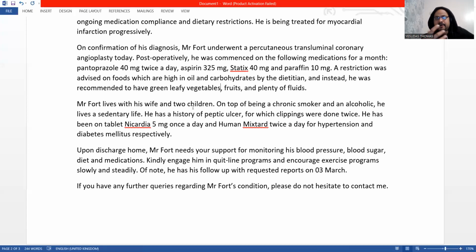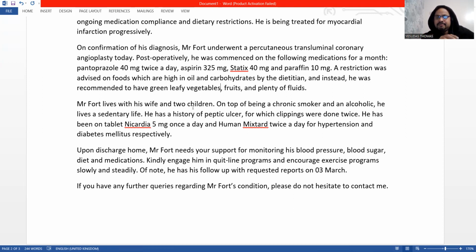On top of being a chronic smoker and an alcoholic, he lives a sedentary lifestyle. We have said three things here. He's a chronic smoker, he's a severe alcoholic, and he lives a sedentary life, because sedentary life means no exercise. So that's what the meaning of sedentary life is.